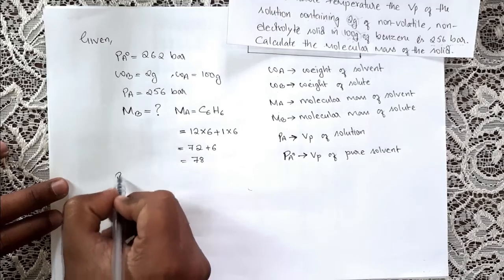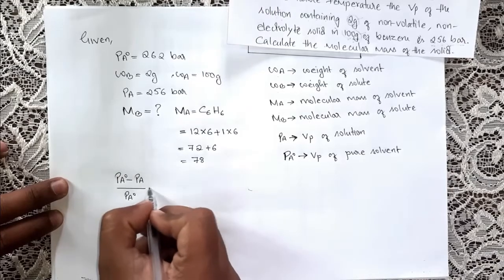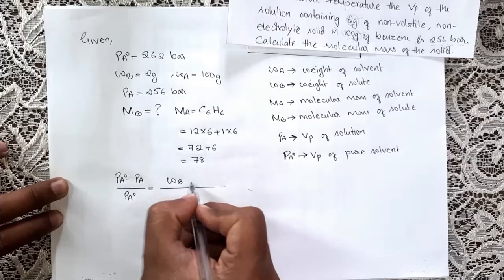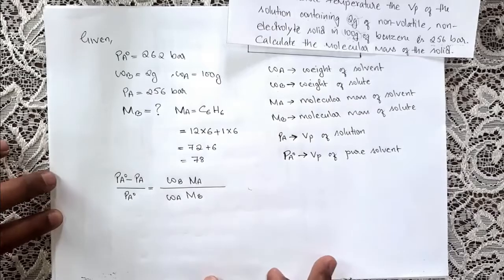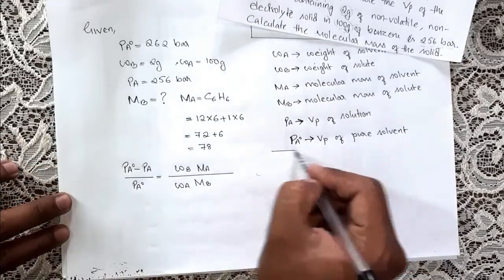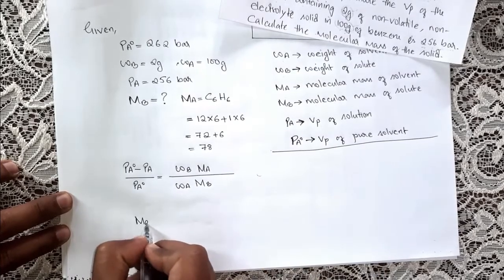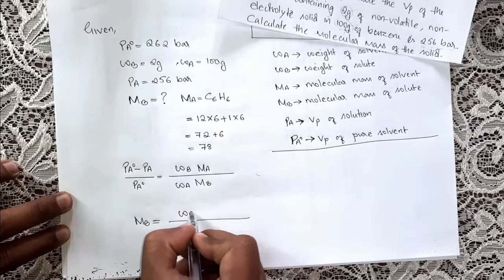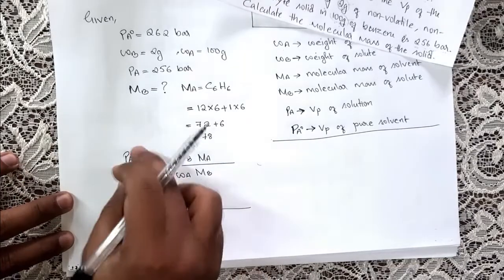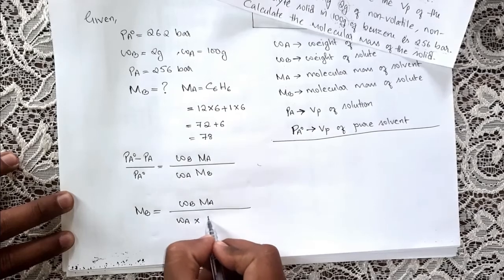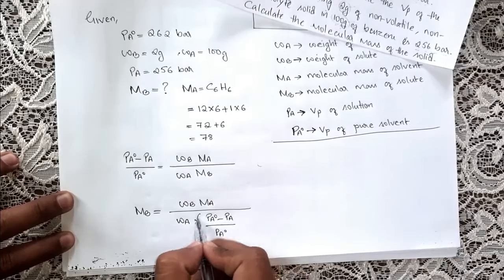So now we have the formula (PA naught minus PA) divided by PA naught is equal to WB MA divided by WA MB. So now I need to rearrange the formula. So I need to calculate MB out here. So MB is equal to WB MA divided by WA. This will come down out here, multiplied by (PA naught minus PA) divided by PA naught. I'll just put this one in a bracket, a better way.